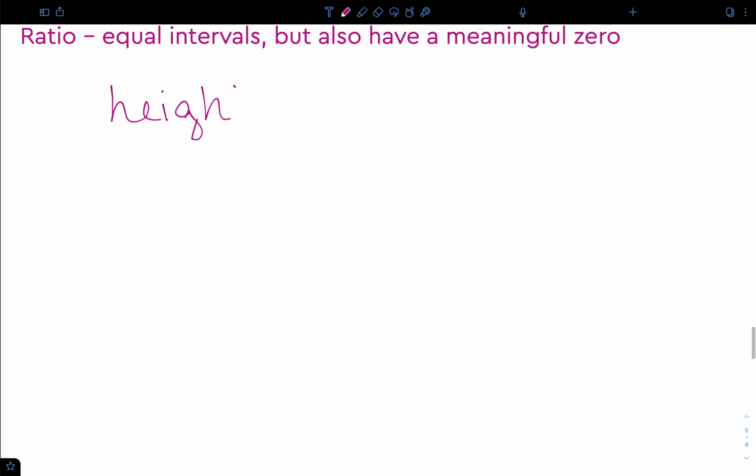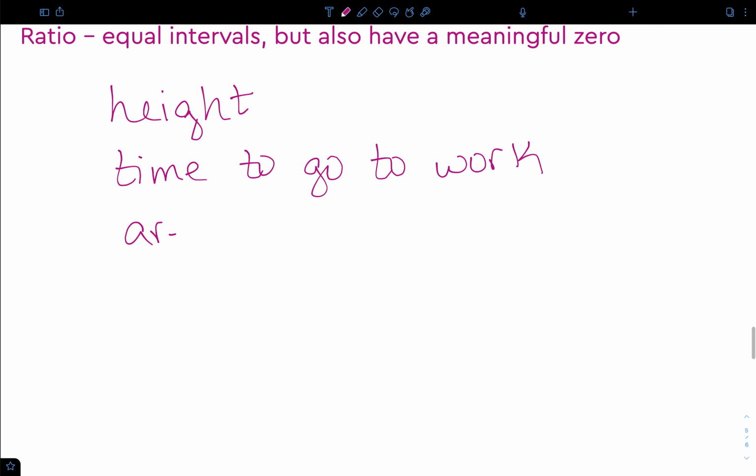Examples can include height, the time it takes you to go to work, or the area of a piece of paper. A height of 0 means that there is no height. If it takes you 0 minutes to get to work, that is the lack of time to get to work. If the area is 0, that means there is no area. And this is what we mean by the true 0 or a meaningful 0.